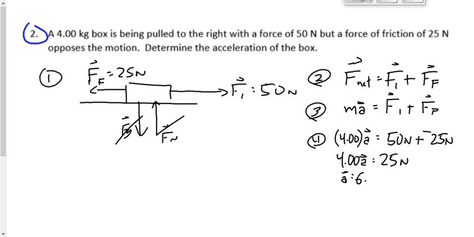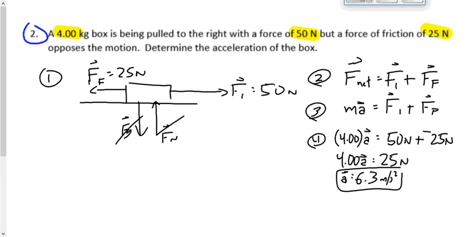6.25, or wait a second, this is 3 digits, this is 2 digits, this is 2 digits. How many digits should the final answer be? So this is going to be not 6.25, rather it's going to be 6.3. You can say meters per second squared, or we now know that we can use newtons per kilogram as well. Either one works.